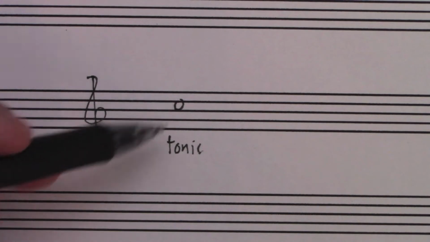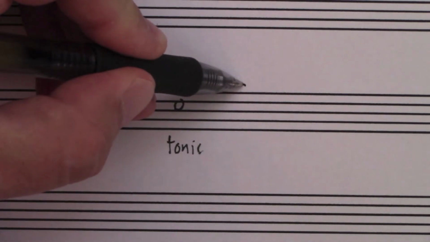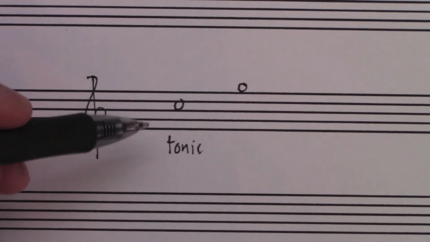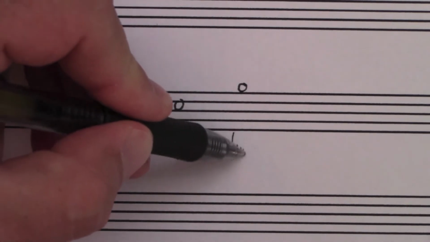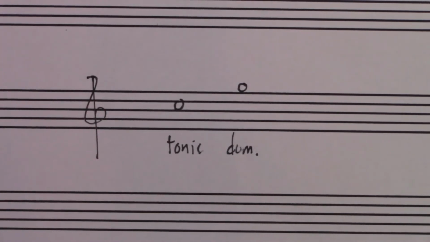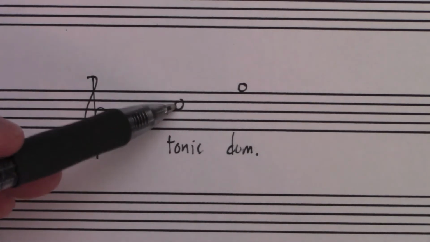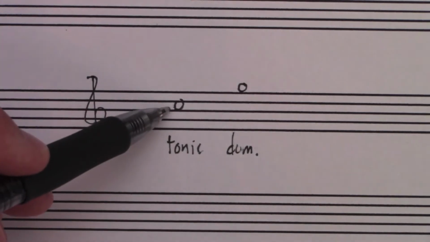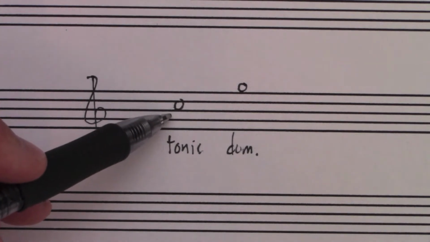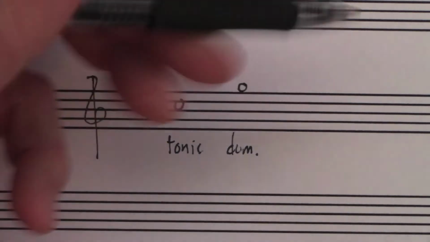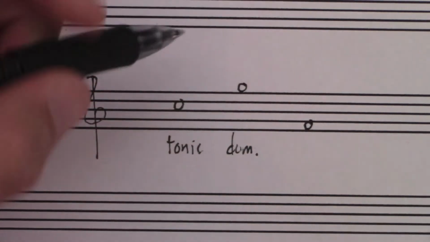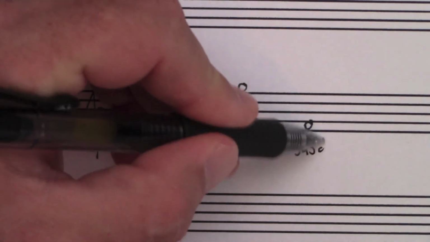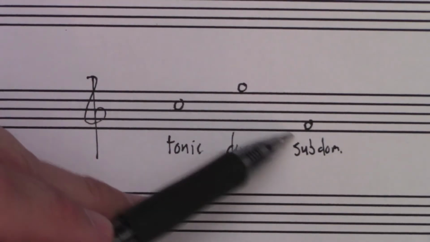So, tonic. If you go a fifth up to a G, that is called the dominant. Okay? We have the tonic. You go up a fifth, you get the dominant. If you go down a fifth from C, what note do you get? Right, F. Well, dominant is up a fifth. If you go down a fifth, that is the subdominant. It's the dominant down.